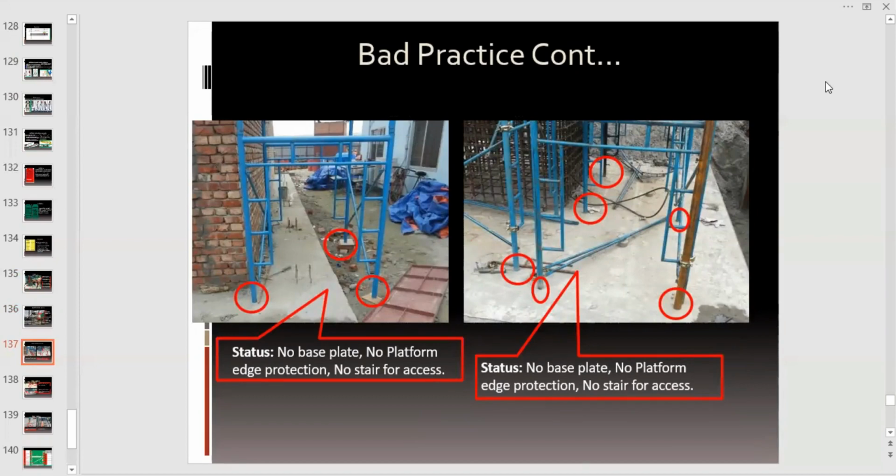Here again, look, different circles. These are the indications of bad practices, unsafe work practices. On the left hand side, there are 3 points. You can see here there is no base plate, no platform edge protection, no stair for access. On the right hand side, no base plate, no platform edge protection, no stair for access.